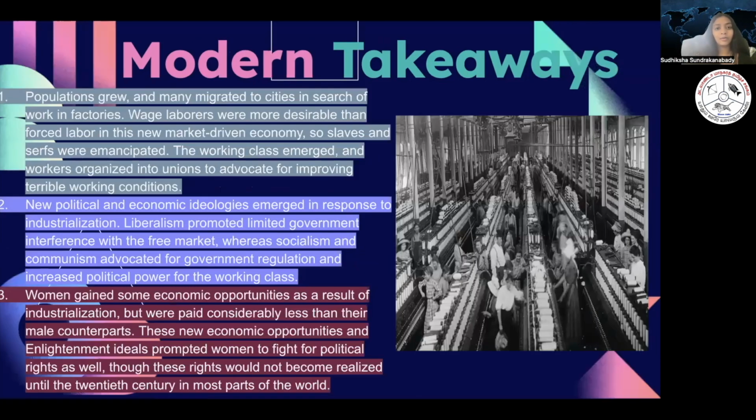Next up, we have how populations changed throughout the world from 1750 to 1900. So the population grew mainly, and many migrated to cities in search of work in factories. So the factory system came to be during this time period. So wage laborers were more desirable than forced labor. So many people strive for a wage instead of slaves or serfs being used at that time. So slaves and serfs were emancipated. Then the working class emerged. So these are the people that work for a wage.